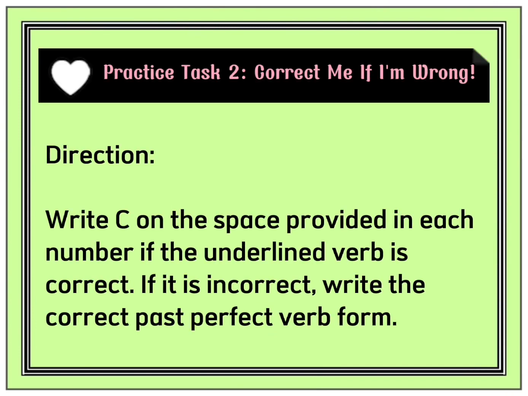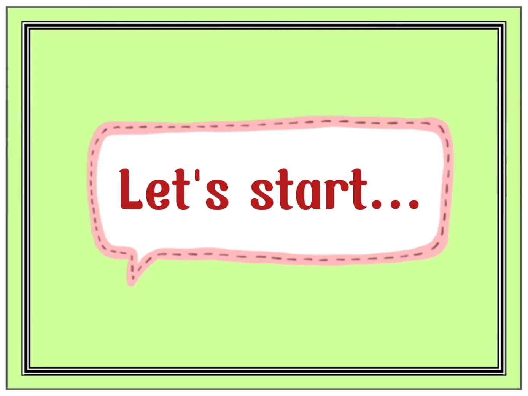Practice task 2. Correct me if I'm wrong. Write C on the space provided in each number if the underlined verb is correct. If it is incorrect, write the correct past perfect verb form. Are you ready? Let's start!